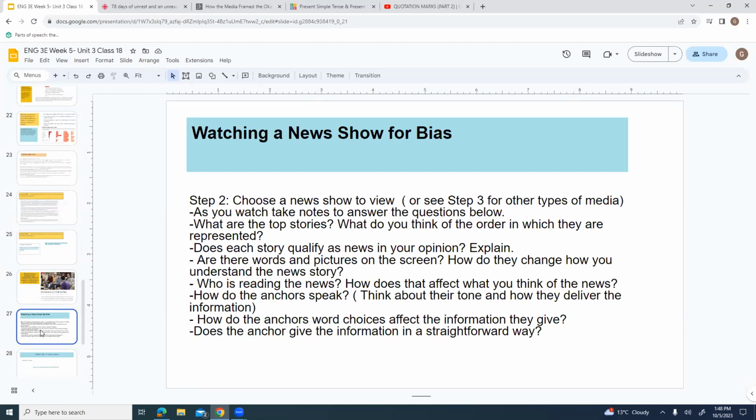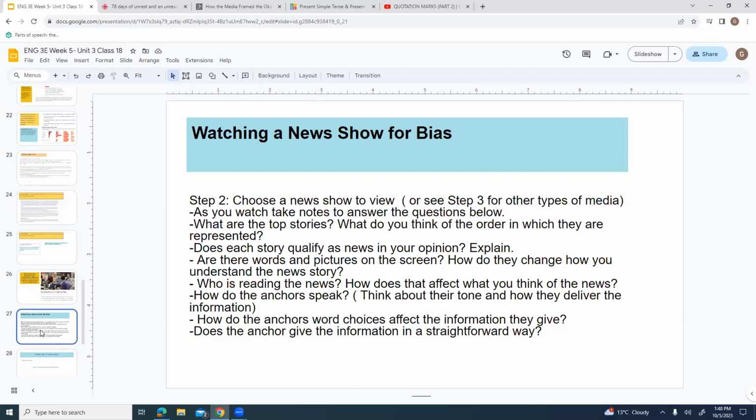How do the anchors speak? Think about their tone and how they deliver the information. How do the anchors' word choices affect the information they give? Does the anchor give the information in a straightforward way?